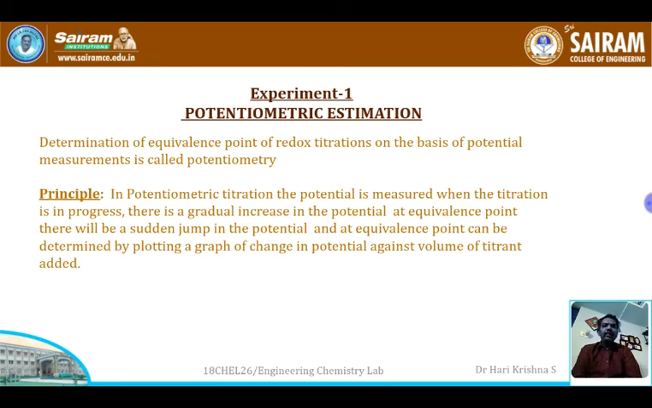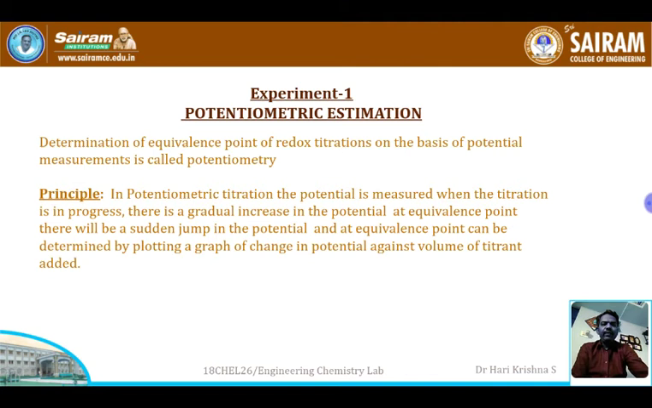Here we are going to estimate FAS using a potentiometer. We're going to take the FAS in the beaker, take potassium dichromate in the burette, and dip two electrodes, the standard calomel electrode and the platinum electrode. The calomel electrode acts as the reference electrode, and the platinum electrode acts as the indicator electrode. When we add dichromate in increments of 0.5 ml, what happens? The basic thing here is that the potential depends upon the Nernst equation.